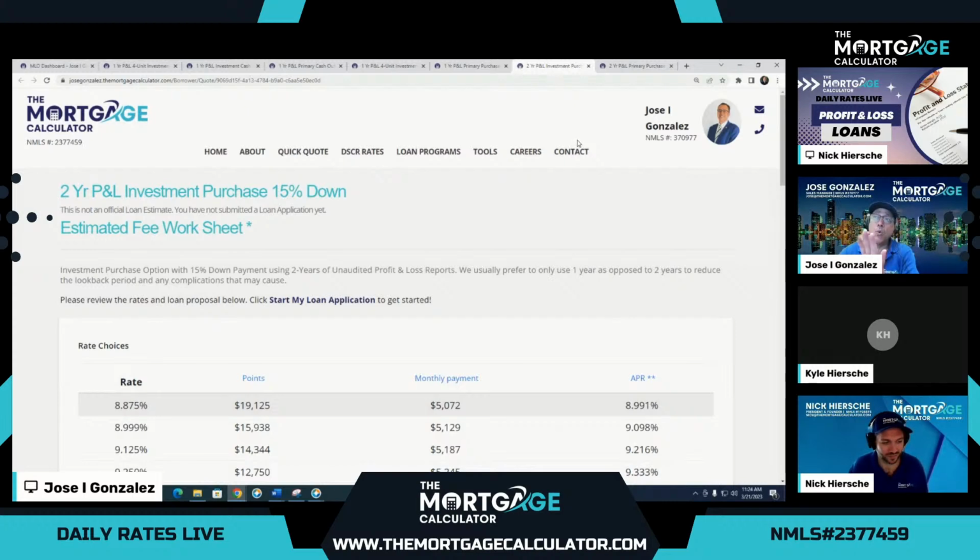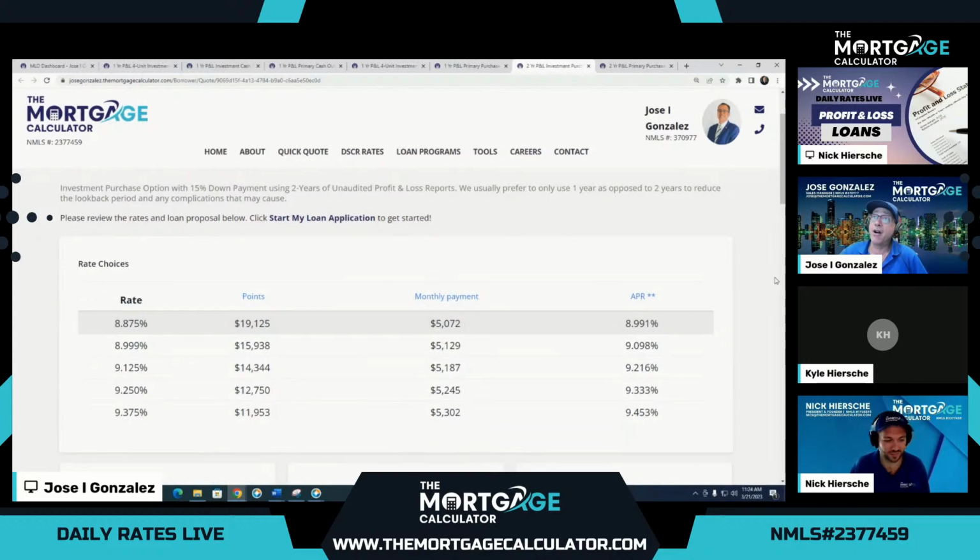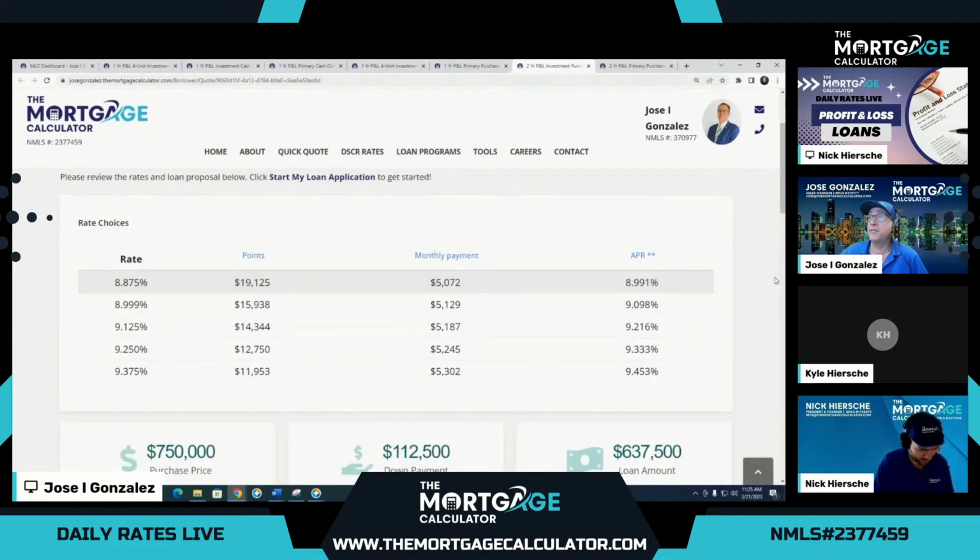And these are 1 unit for right now. This is 15% down, 85% LTV. So you're looking at almost the same rates, just obviously a higher cost: 9.375, costing you 1.875 points, and 8.875 costing you just under 3 points. So again, 15% down, 1 unit investment property.